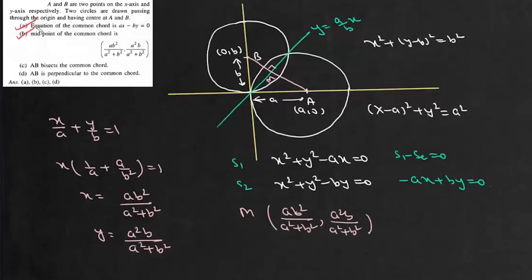Now C is: AB bisects the common chord. Now it's a very standard statement: the line joining centers bisects the chord of the circle. That means this option C is correct. And D is: AB is perpendicular to the common chord. This also is a known fact. So the correct options are A, B, C and D.